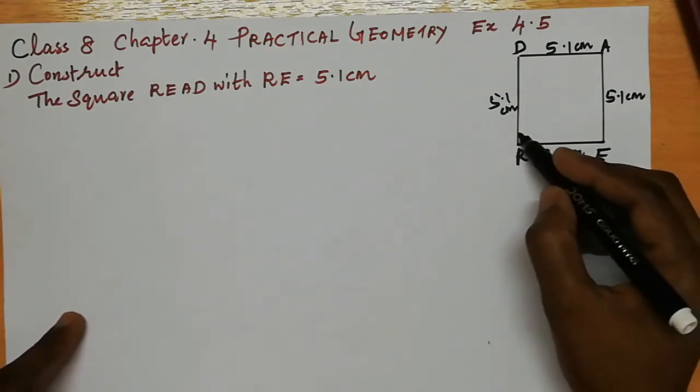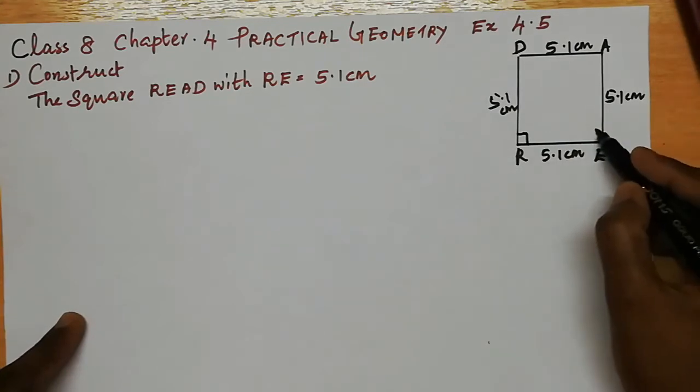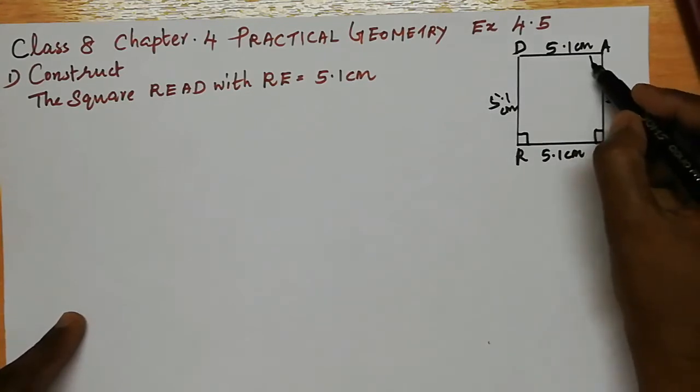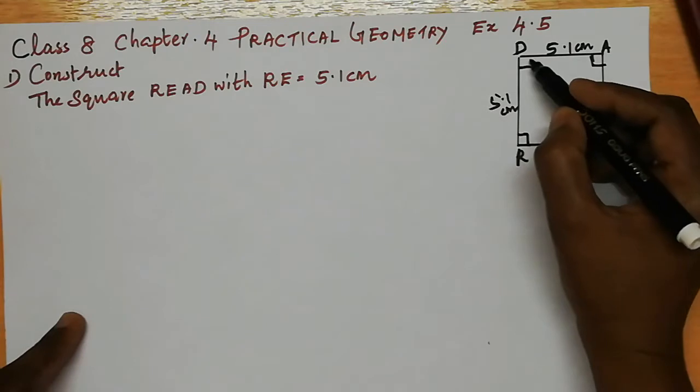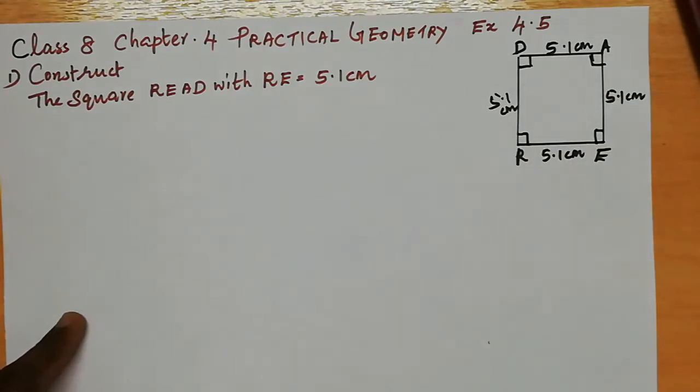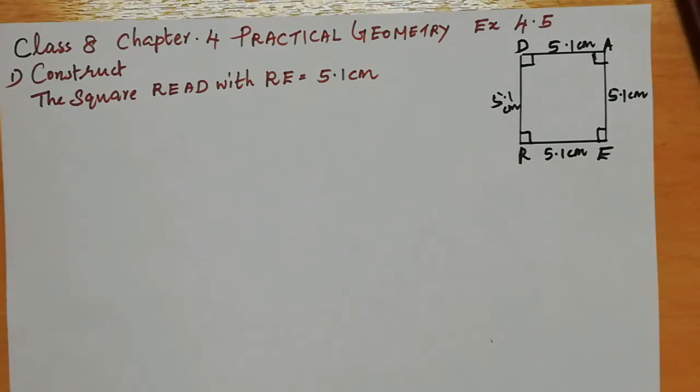Look at here. So angle R is also 90 degrees, angle E also 90 degrees, angle A also, angle D also 90 degrees. Now we know about all the sides and all the angles. Now we can construct it easily.